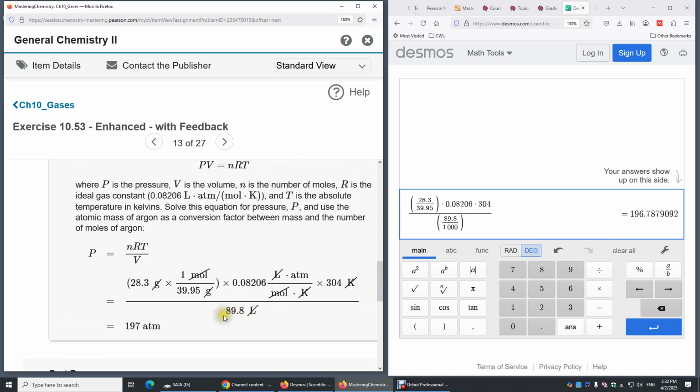Alright, actually there's something wrong here. This should be 0.0898 liters, so there's something wrong here. If you look at my calculation, it's 89.8 divided by 1,000.